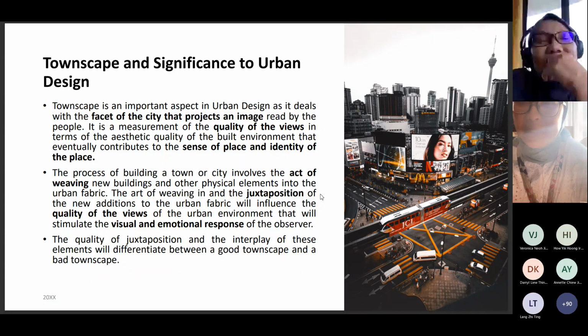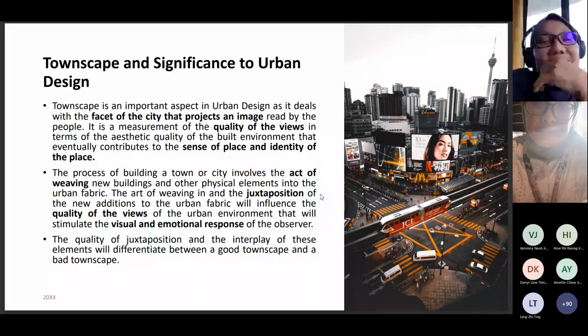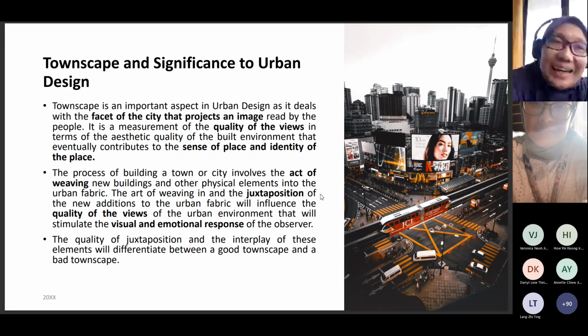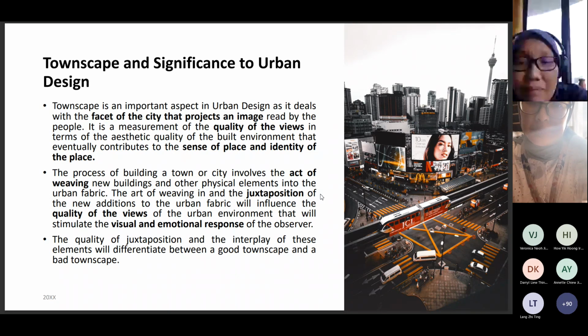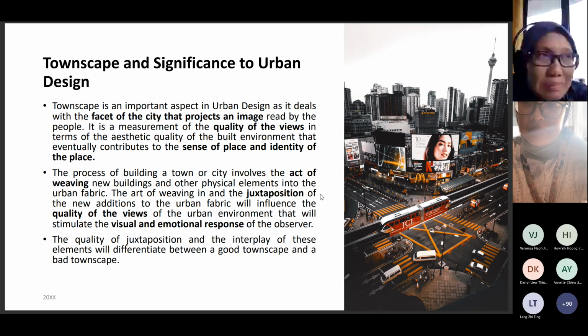Okay, so the townscape and its significance to urban design is a very important aspect. Townscape is an important aspect in urban design. And the reason why in Malaysia we don't focus on townscape is because we do not focus on urban design. That's why we hardly hear people talk about townscape. Now we hear people talking about placemaking. But actually placemaking is more about the social cultural aspect of creating places. But townscape is relating to design.